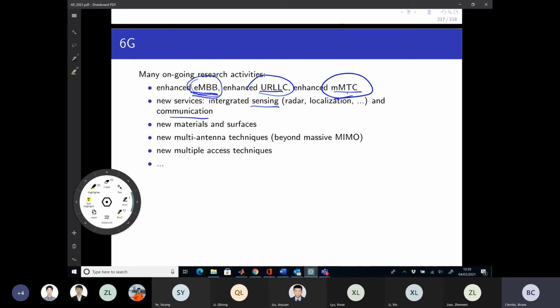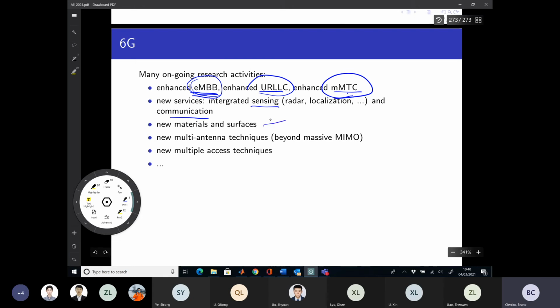How you use the wireless spectrum to do multiple things at the same time, here radar and communications. The problem is that you're going to have big interference between communication and radar. And the question is how you can manage this interference in a suitable manner. How you design waveforms that are joint for communication and radar. How you do multi-antenna processing for communication and radar sensing, and so on.